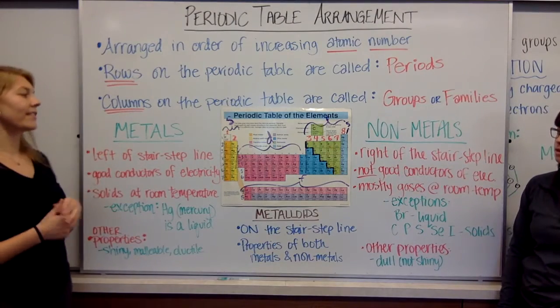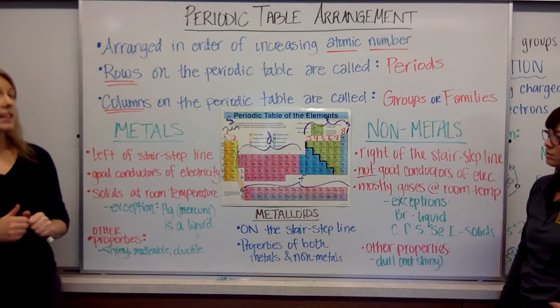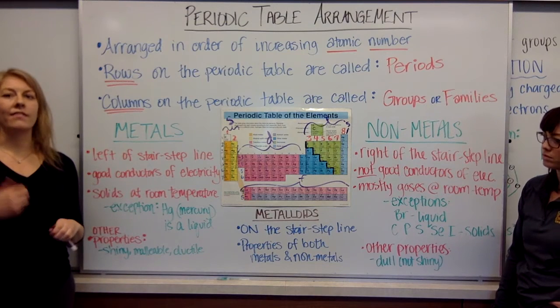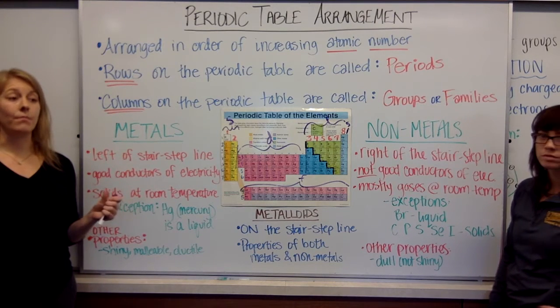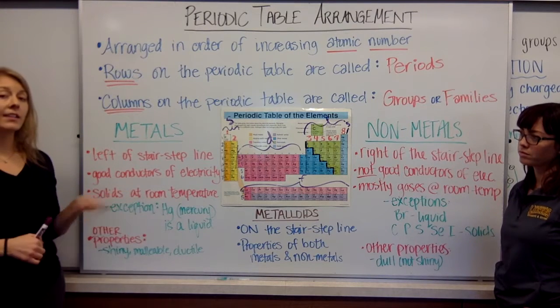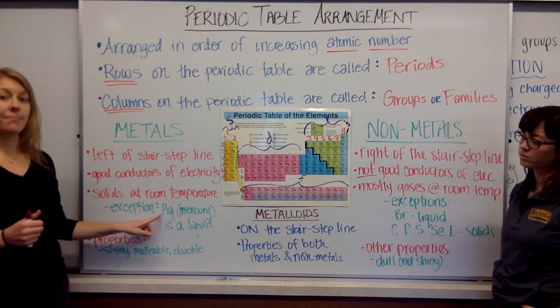I'm going to start with metals. So again, everything left of the stair-step line. Metals are good conductors of electricity, and you should know that based on appliances in your house, technology. We use copper wires, things like that. They're good conductors of electricity. They're solids at room temperature for the most part. One exception, or the exception, is mercury.